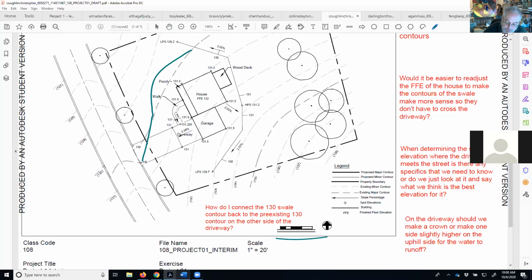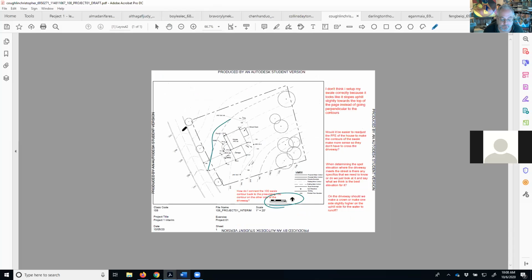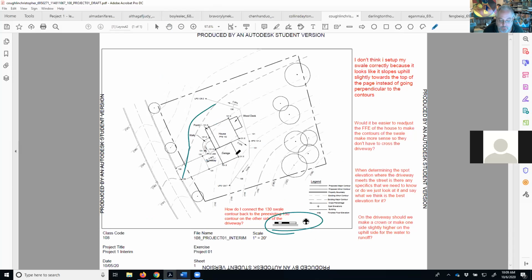I'm going to add, please don't forget to put a graphic scale in there. I know we're early in the process, and that is okay.